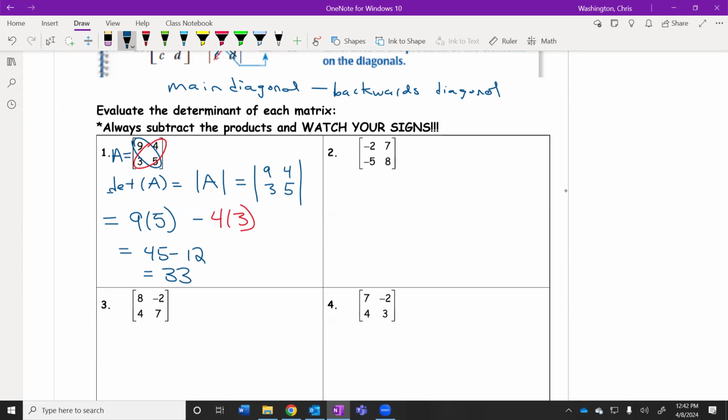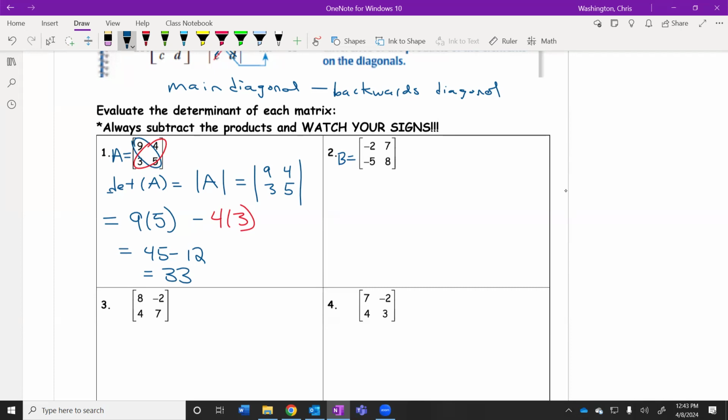Number 2, let's call the matrix in number 2 B. And why do we need to know how to find the determinant? We need to be able to find the determinant so that we can find the inverse. Why do we need to be able to find the inverse? So that tomorrow we can solve matrix equations. We can't divide by matrices. We're going to have to multiply by the inverse.